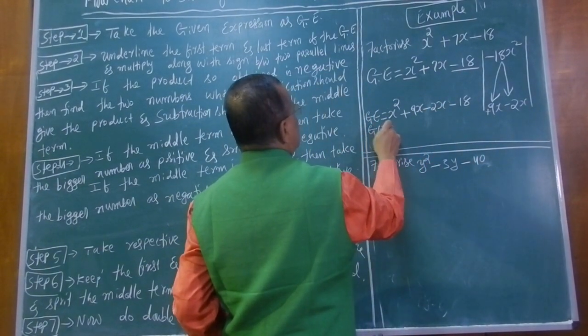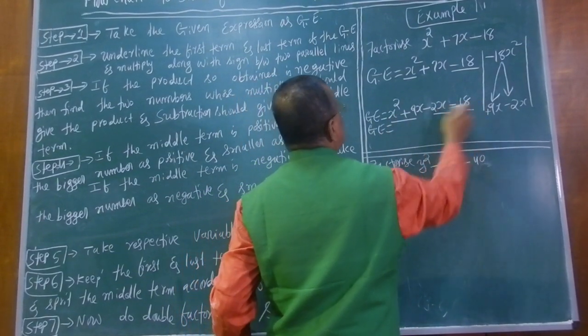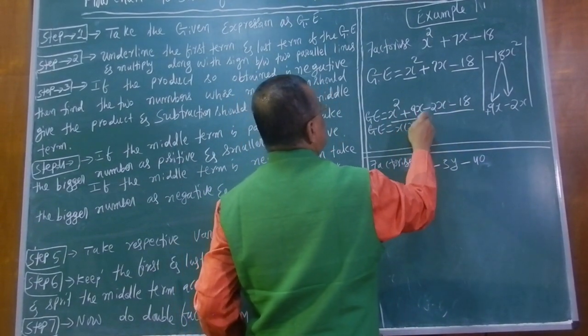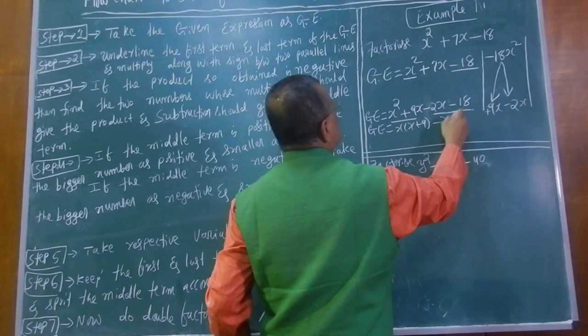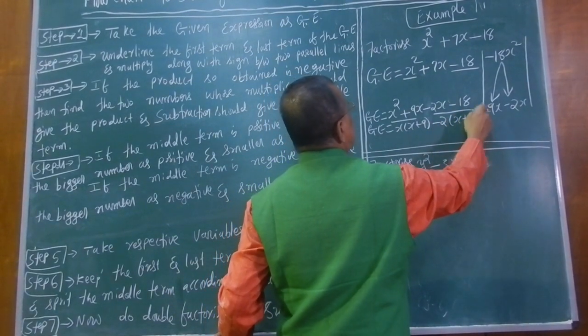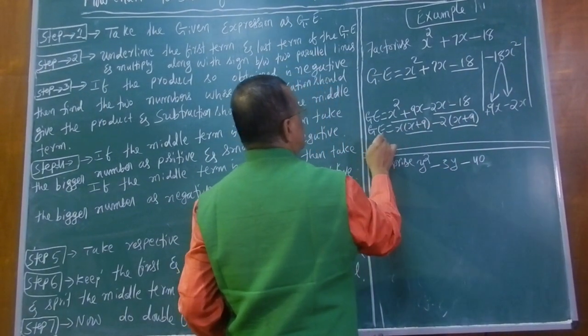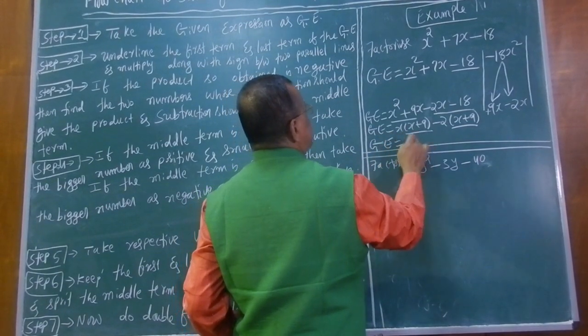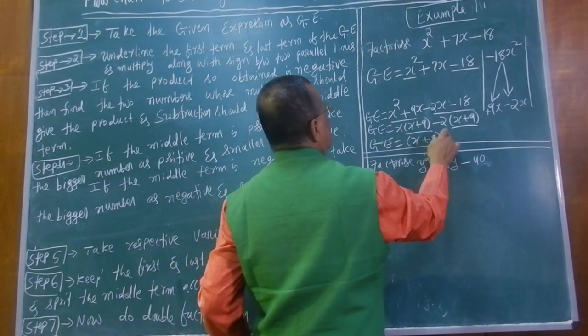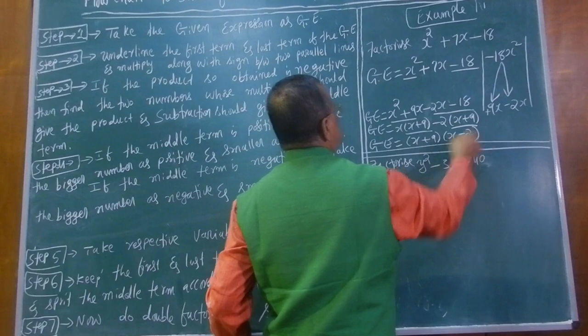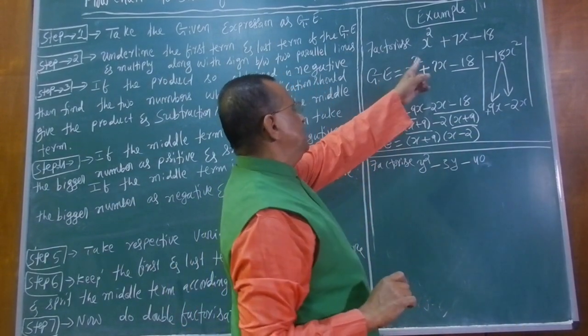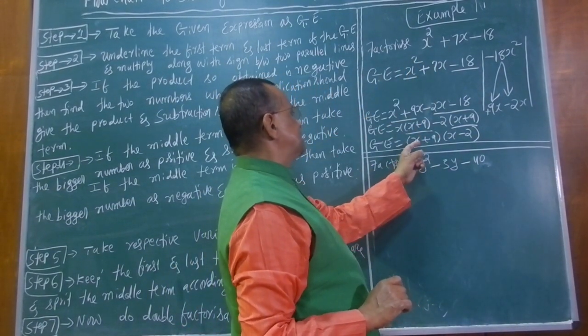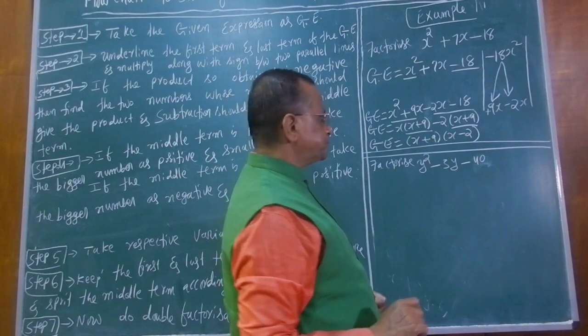And then underline the first two terms and the last two terms. Take out x, we get x plus 9. Take out minus 2, we get x plus 9. Of course, we got x plus 9, x plus 9. We take out x plus 9 and we are left with x minus 2. Therefore, x square plus 7x minus 18 has factors x plus 9 and x minus 2.